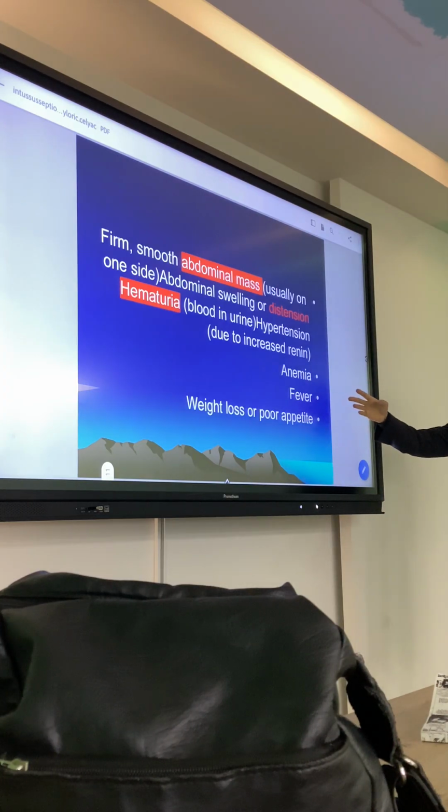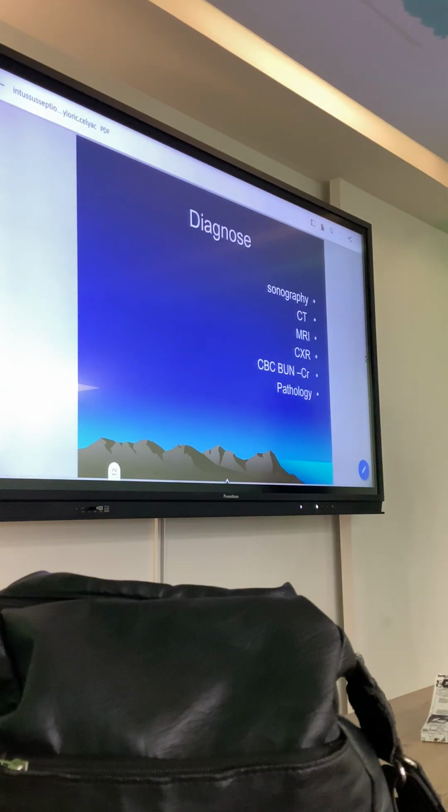Fever. Why fever? In cancers, you have a decreased immune system. In all cancers, your immunity decreases. Weight loss or poor appetite. Why? Because of anemia, which led to weight loss or poor appetite. Diagnosis? Sonography, CT scan, MRI, pathology. What's the treatment?